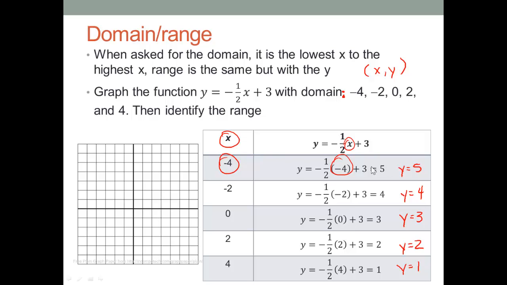We've got negative 4, positive 5. So that's going to be over here. The negative is this way, left, and then up 1, 2, 3, 4, 5. The next one, we're at negative 2, positive 4. Then we're at 0, 3. Then we're at 2, 2. And then we're at 4, 1. Okay?